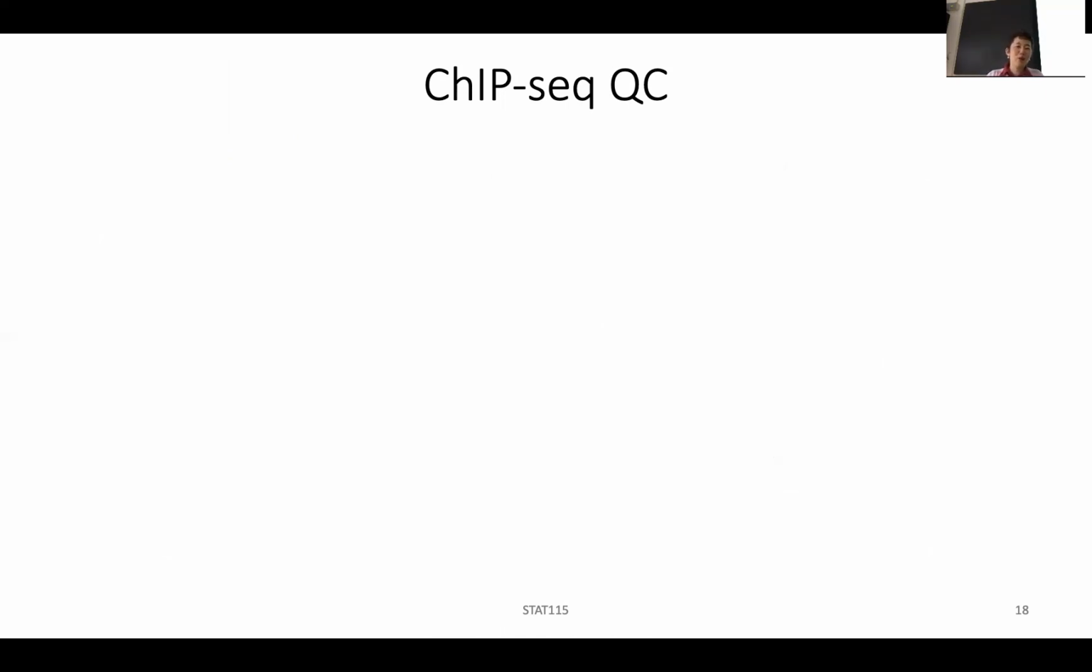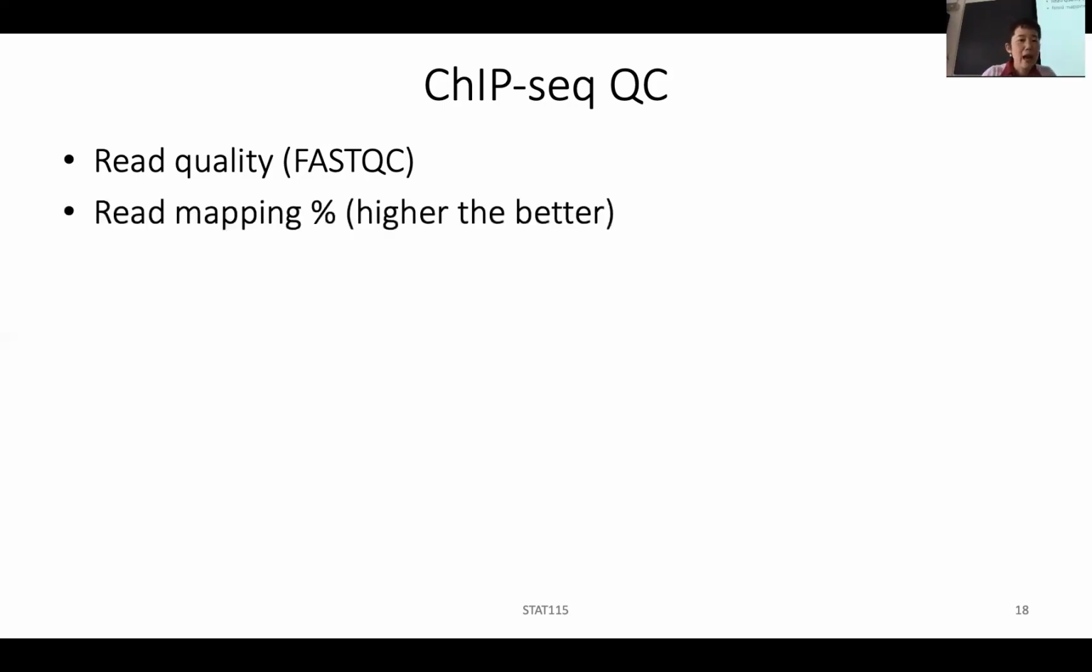And so how do we know whether the ChIP-seq is really good? Yeah, so the very first QC, even without the ChIP-seq, for any reads you can do FastQC. When you map the reads back to the genome, you look at the percentage of reads that are mapped to the genome. So the higher the better. We would usually expect at least 50% of the reads mapping to the genome.